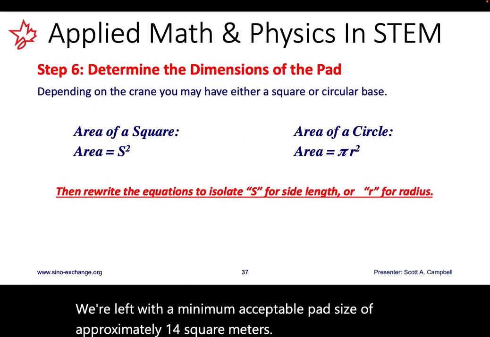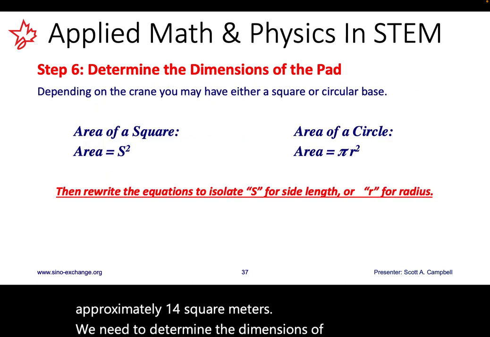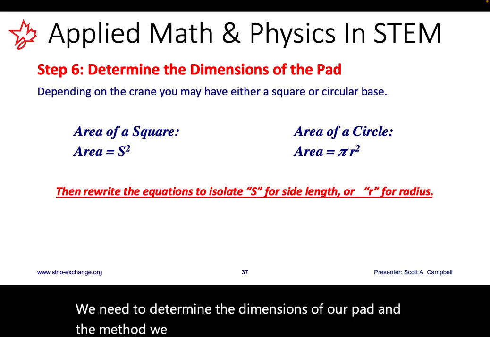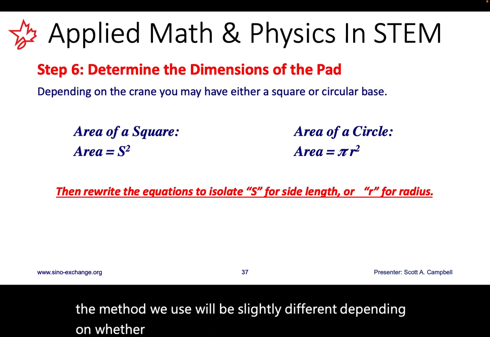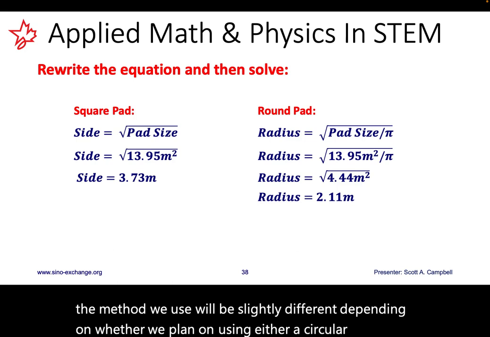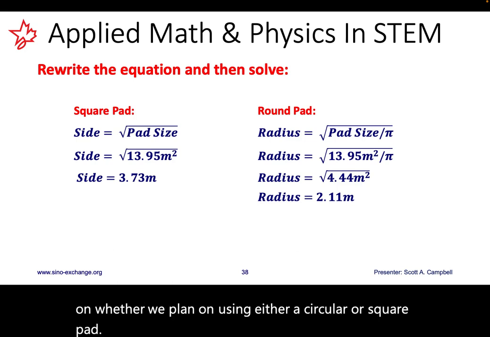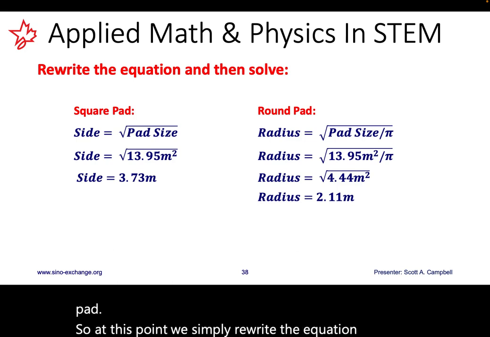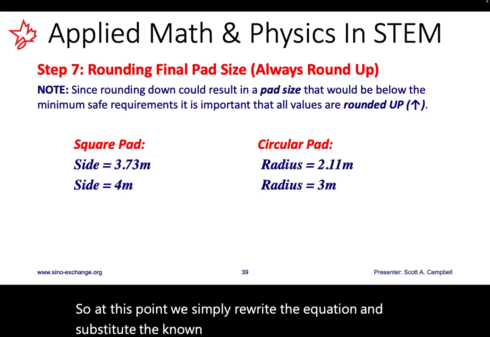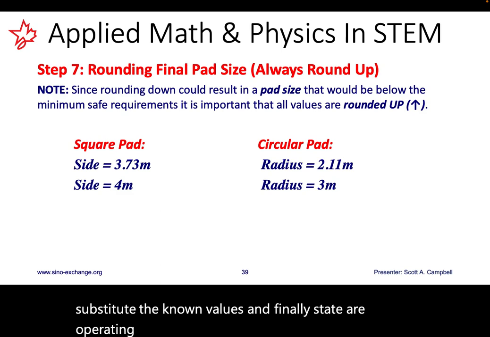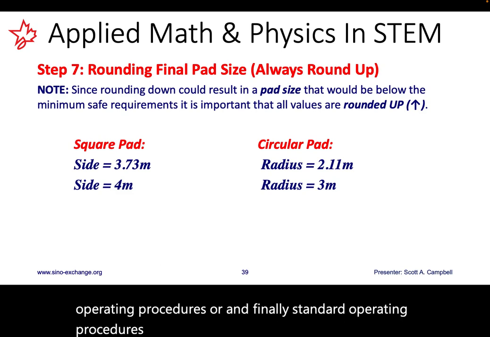Now we need to determine the dimensions of our pad, and the method that we use will be slightly different depending on whether we plan on using either a circular or square pad. So at this point, we simply rewrite the equation and substitute the known values. And finally, standard operating procedures dictates that we round all values up for good measure.